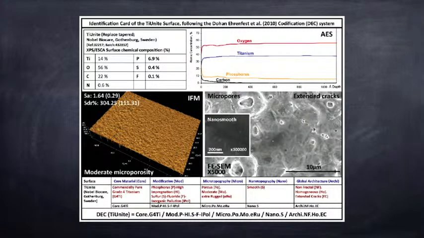This is done with XPS spectrometry, and you can see the compositions. So this is like the TiUnite from Nobel implants. What you need to look at is the carbon content, 22%, and all the components that you don't want to see, like phosphorus. You have about 7% of phosphorus. This is a leftover from the phosphoric acid that is used in the process.